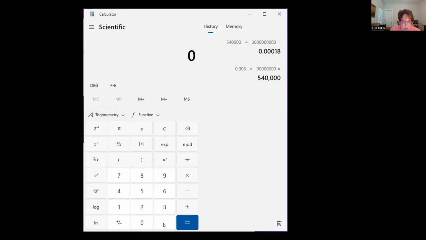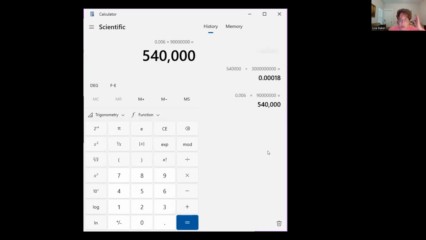So we're going to say 0.006 times 9 with 7 zeros: 1, 2, 3, 4, 5, 6, 7. Let me count again because I did this wrong with somebody else. All right, so 0.006, and then 9 with 7 zeros: 1, 2, 3, 4, 5, 6, 7. Yes, and so I'm going to hit equals.